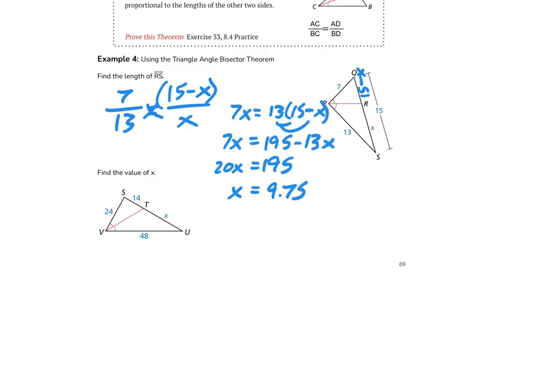Okay, once again, it's not a repeating decimal, it's terminating, so you could do 9.75, or what's the fraction if I did 195 over 20? How much? 39 over 4, okay. Either one of those would be okay.